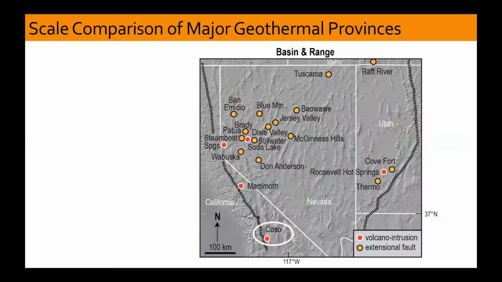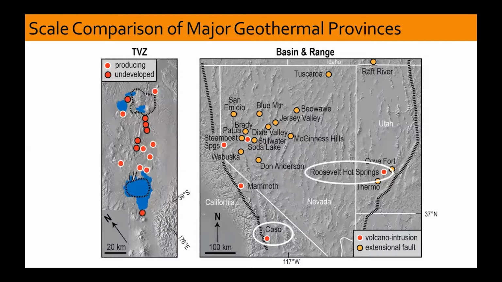COSO in California is the hottest and largest resource, producing about 300 megawatts. Roosevelt Hot Springs from the title slide is located here in southwestern Utah. Most of the geothermal fields produce between 10 and 100 megawatts electrical. Geologically, the Basin and Range province represents a very large region with elevated heat flow due to tectonic extension, crustal thinning, and localized intrusion and eruption of magma.